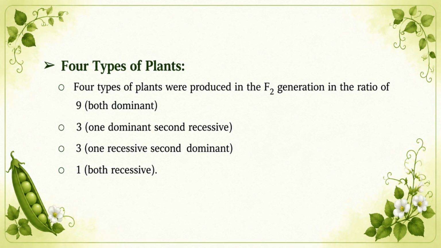So remember, 9 plants, both dominant traits. 3 plants, first dominant, second recessive. 3 plants, first recessive, second dominant. 1 plant, both recessive traits. Together, they form the famous dihybrid ratio of 9 to 3 to 3 to 1.